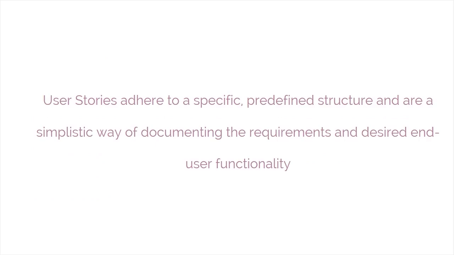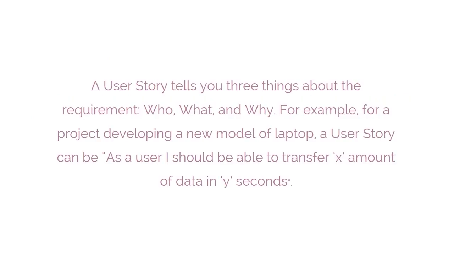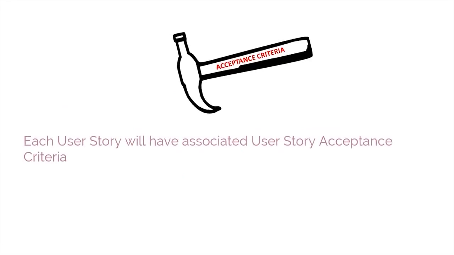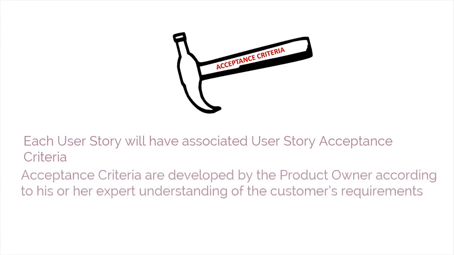User stories adhere to a specific, predefined structure and are a simplistic way of documenting the requirements and desired end-user functionality. A user story tells you three things about the requirement: who, what, and why. For example, for a project developing a new model of laptop, a user story can be, as a user, I should be able to transfer X amount of data in Y seconds. User stories are subjective, hence each user story will have associated user story acceptance criteria, which are developed by the product owner according to his or her understanding of the customer's requirements.